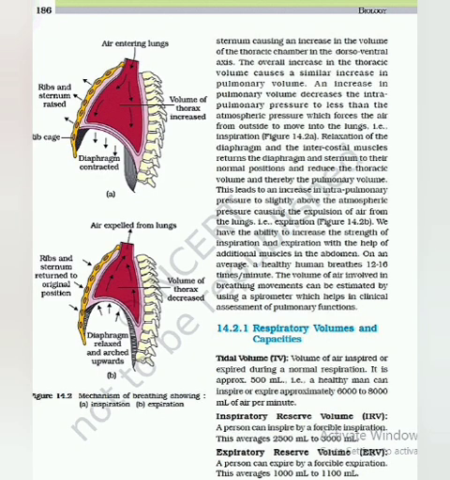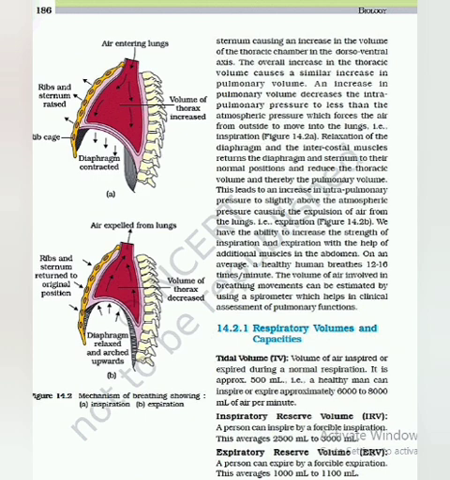Relaxation of the diaphragm and the intercostal muscles, returning the diaphragm and sternum to their normal position, reduces the thoracic volume and thereby the pulmonary volume. This leads to an increase in intrapulmonary pressure to slightly above the atmospheric pressure, causing the expulsion of air from the lungs, that is expiration. We have the ability to increase the strength of inspiration and expiration with the help of additional muscles in the abdomen. On an average, a healthy human breathes 12 to 16 times per minute.